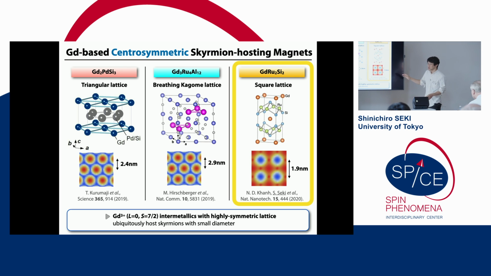In such systems, the symmetry of the underlying crystal structure essentially affects the ordering manner of the skyrmions. For example, in a hexagonal crystal structured system, the skyrmion forms a triangular lattice. On the other hand, in a tetragonal system, the skyrmion forms a square lattice. In particular, this tetragonal gadolinium ruthenium 2 silicon 2 compound was found to host the smallest skyrmion ever reported for a single-component compound. So from now on, I'd like to focus on tetragonal gadolinium ruthenium 2 silicon 2 as a system.